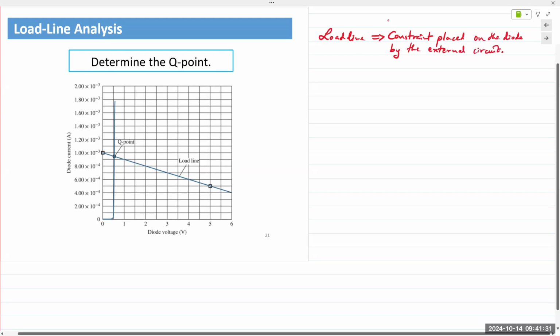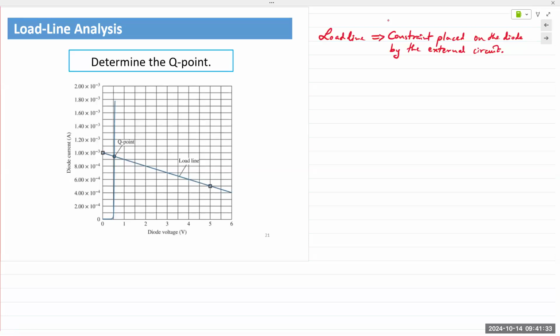In general, load line analysis applies to diodes, transistors, FETs; it doesn't matter what kind of electronic device it is, we can have a load line analysis for any of those devices. So in general terms, a load line defines the external constraints placed on the device. We will see this again and again for the different devices.